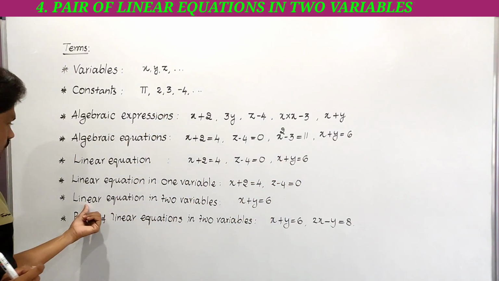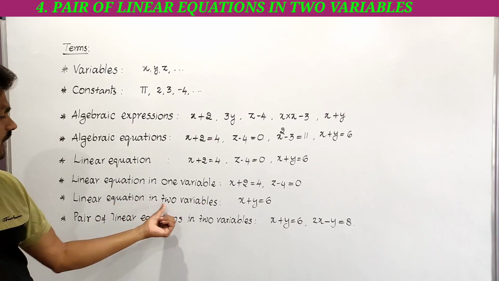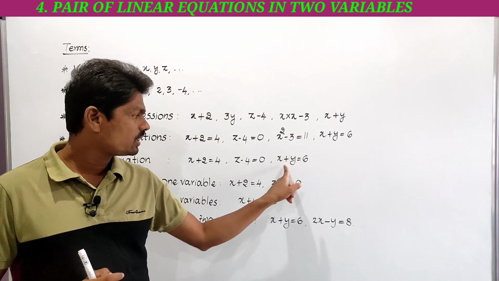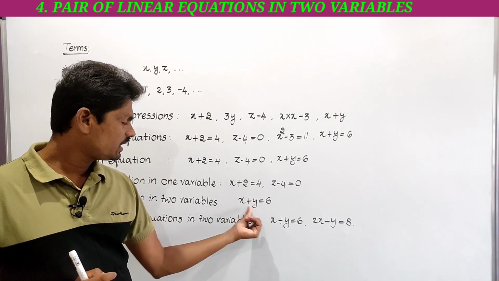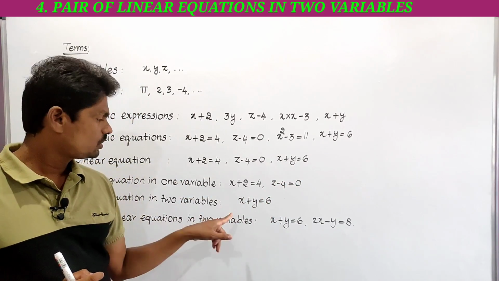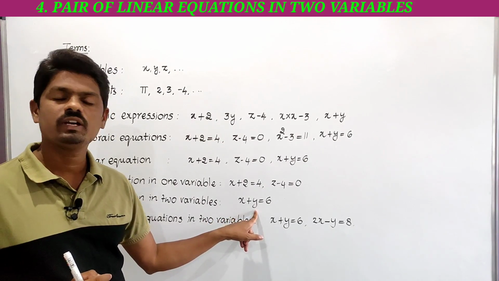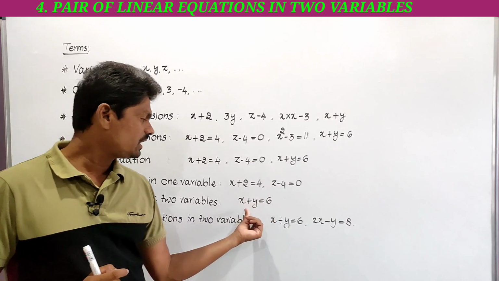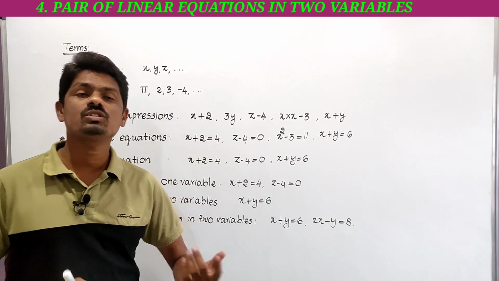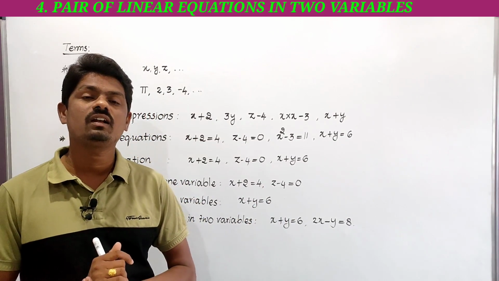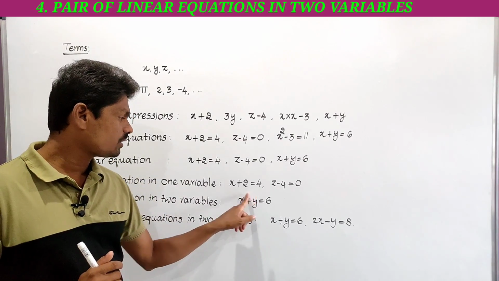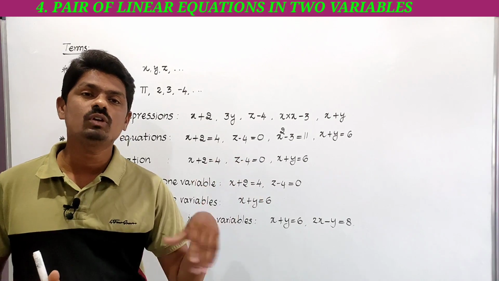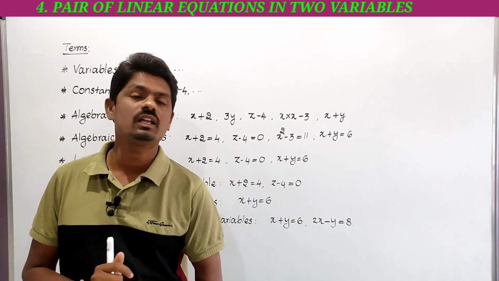So next, linear equation in two variables. Among these three, x plus y equal to 6 is a linear equation in two variables. Here x is a variable and y is also a variable. There are two variables and it is a linear equation in two variables. How can we say whether the given equation is linear or not? By observing the powers of the variables, if the powers of the variables are 1, we can say the given equation is a linear equation.